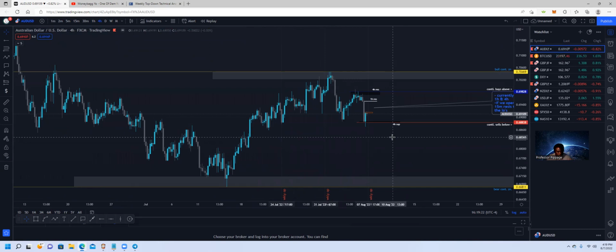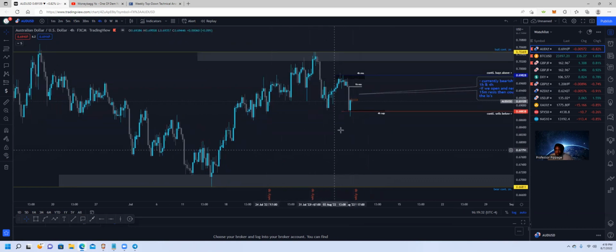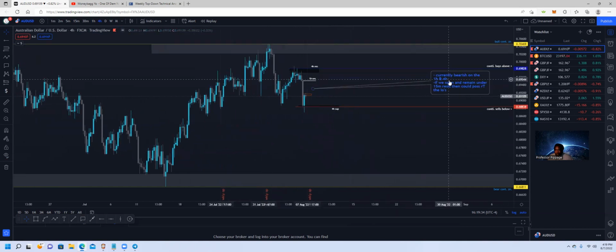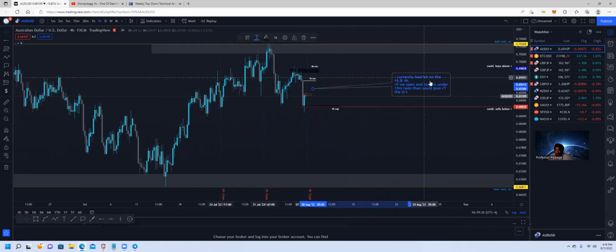On the daily, we had this big retracement engulfing candle that kind of didn't really break any structures, but it did on the 4 hour time frame. We got a higher low here, higher low there. Price action closed below, and on the 4 hour, we're currently bearish. So currently on the 1 hour, currently bearish on the 1 hour, 4 hour.